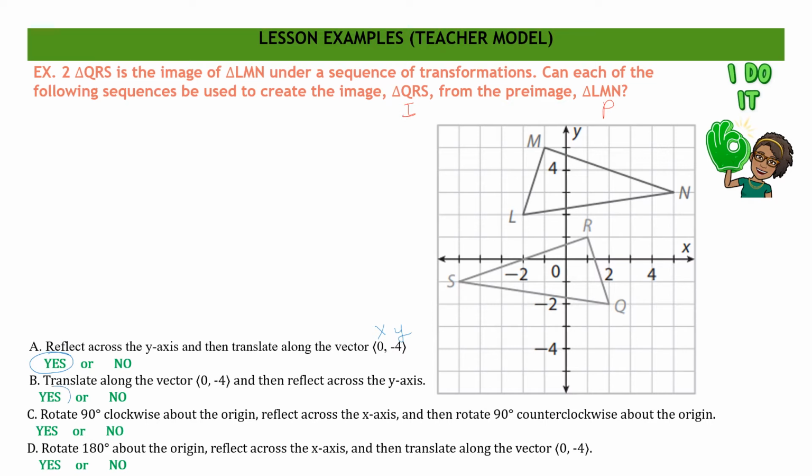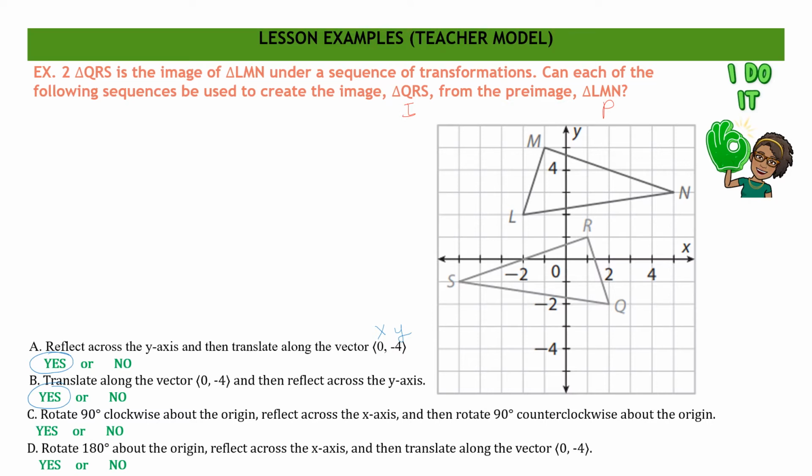Well, yes, it will, ladies and gentlemen. The order of the sequence doesn't matter, as long as the rules within the sequence remain the same. So yes, because a reflection and translation is a rigid transformation, remember it does not change the shape or size of the figures. So let's look at C.